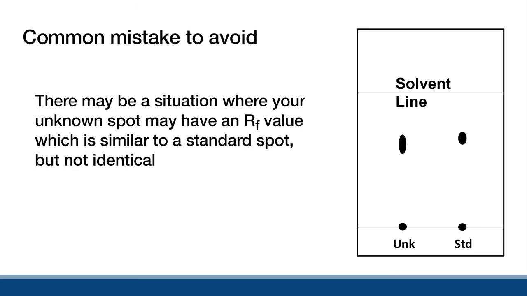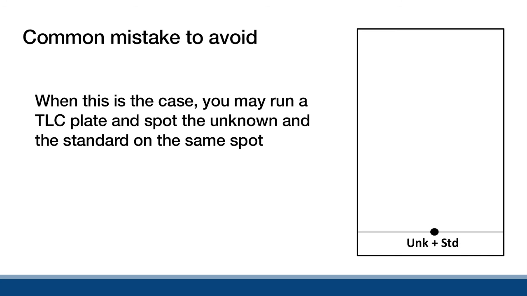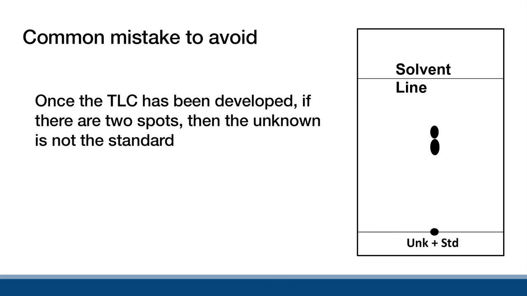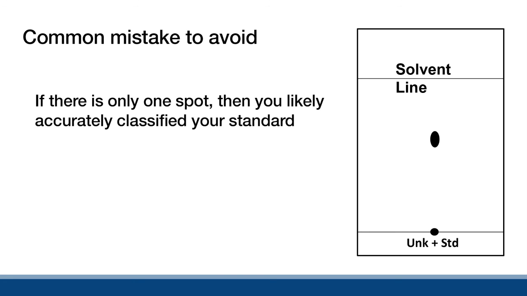There may be a situation where your unknown spot may have an RF value which is similar to a standard spot, but not identical. When this is the case, you may run a TLC plate and spot the unknown and the standard on the same spot. Once the TLC has been developed, if there are 2 spots, then the unknown is not the standard. If there is only 1 spot, then you likely accurately classified your standard.